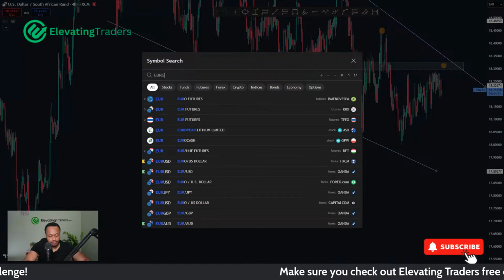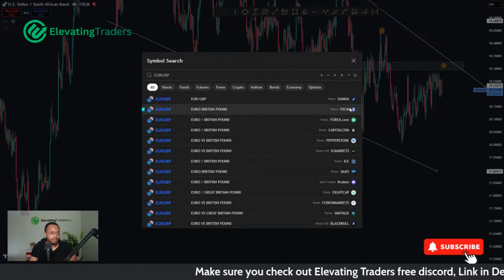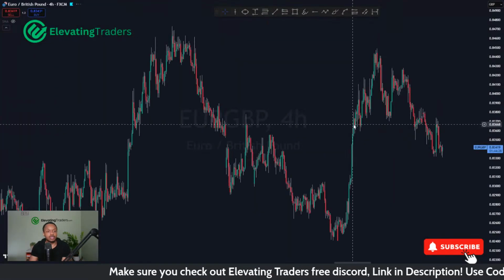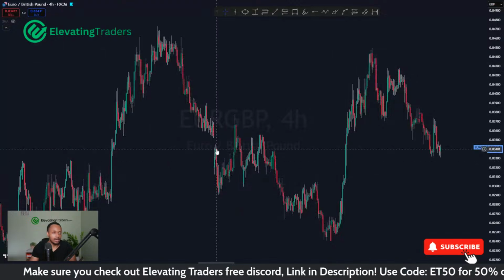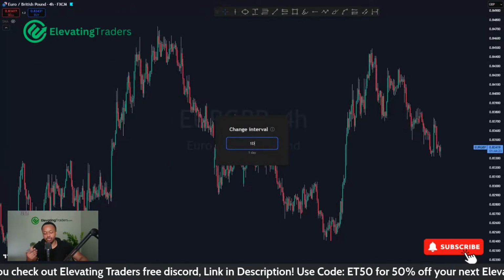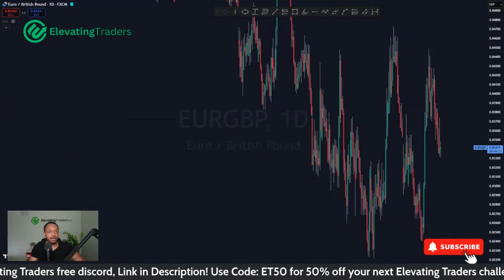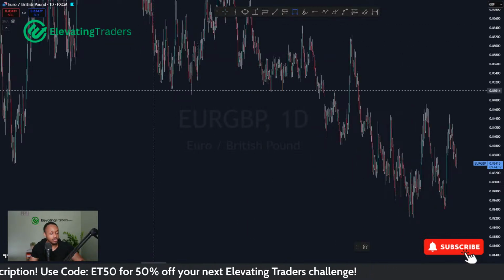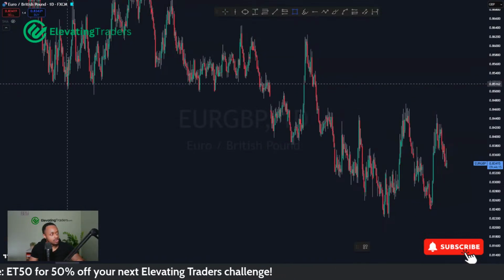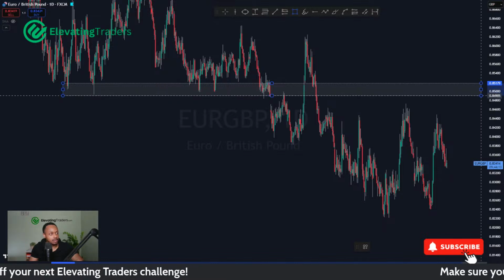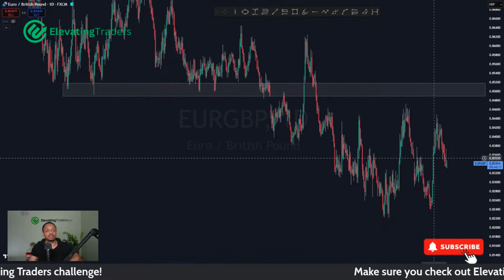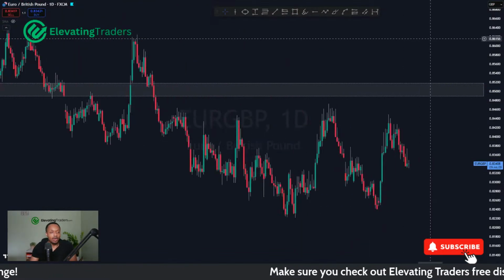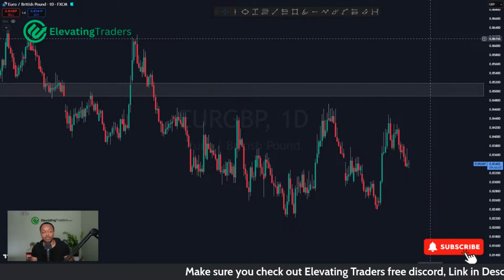Euro pound. So this one's still respecting some support down here. I am actually still pretty bullish on euro pound. I do think price can eventually get back to 0.85, which is some resistance in this area here. So I do still think we can push back into that level. However, I just don't really have a clear-cut opportunity to trade that.